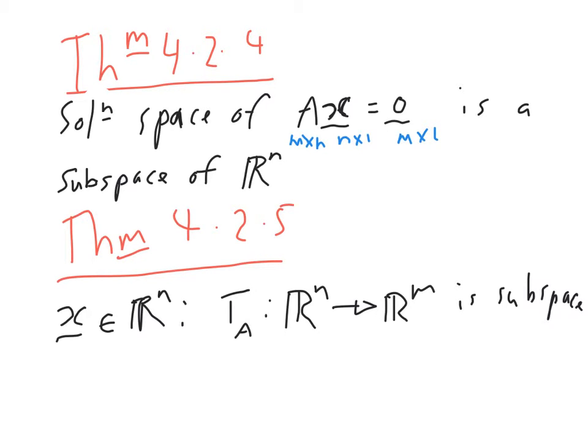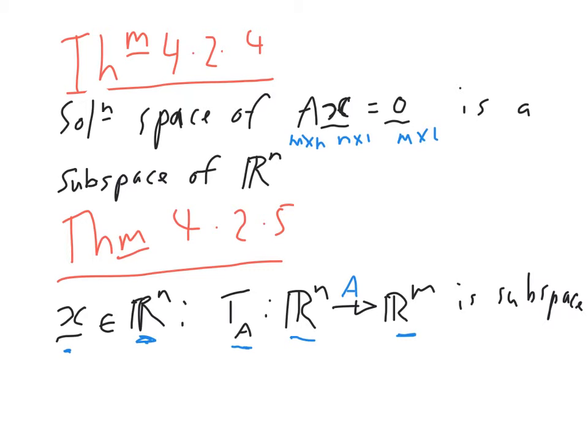The way I would think about theorem 4.2.5 is if we have X part of n-dimensional Euclidean space, we can define a transformation using the matrix A, transforming any vector X in Rn by way of the matrix A into a vector in m-dimensional space, and this itself is a subspace.